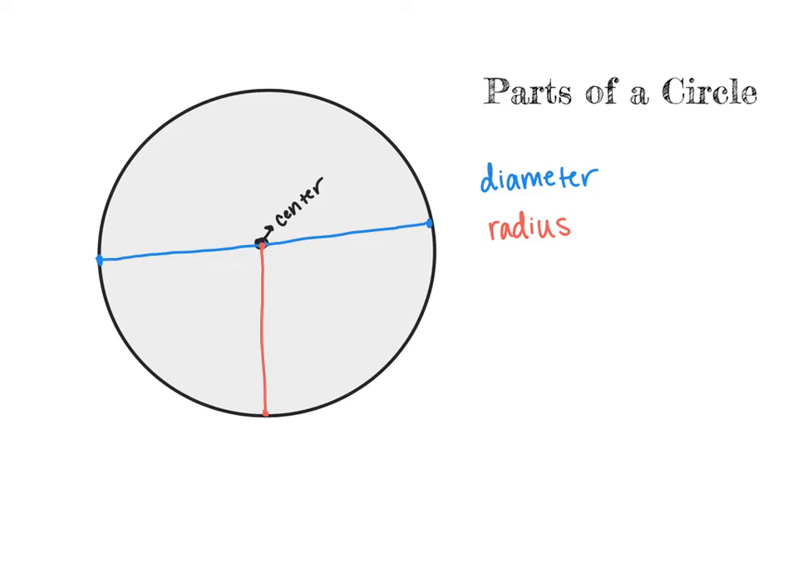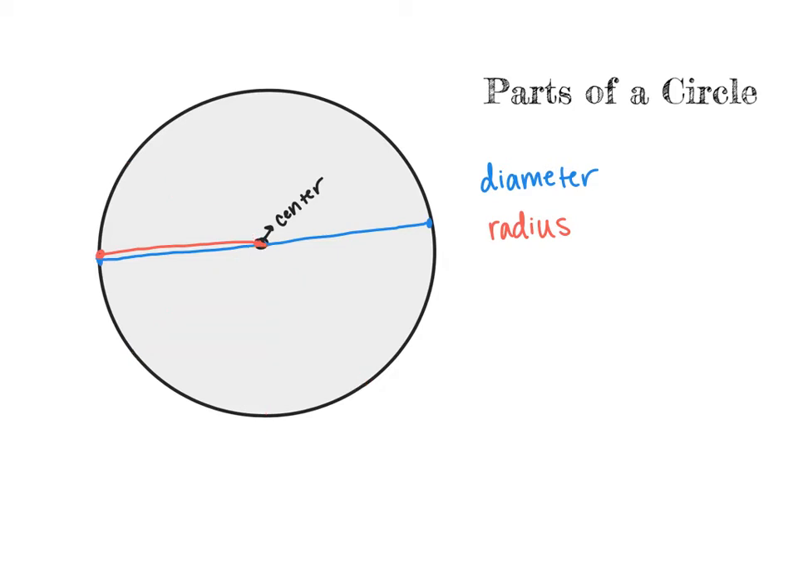But remember, that's not the only radius in the circle. I could also say, oh, I want to start here and go here. That's also a radius. Maybe I want to start here and go here. That's also a radius. Maybe I want to go here and go here. That's also a radius, right? So as long as it starts in the center of your circle and goes to any part of the edge of your circle, that would be called a radius.